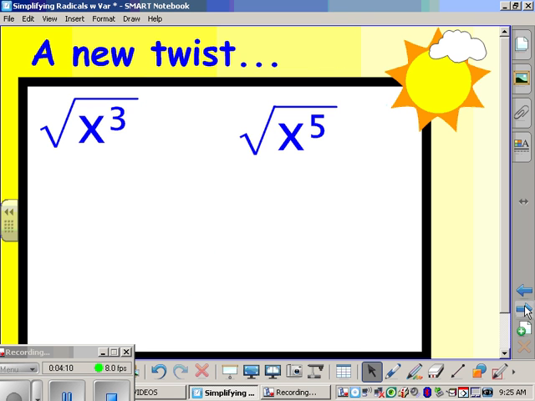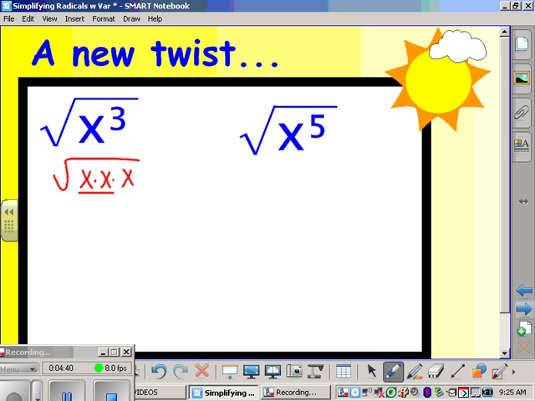Now what would happen if the exponents were not even numbers? If they are not even numbers, then any remaining x will have to stay under the radical. What I mean is this: you will approach this in a similar way that you do the numbers, except you don't have to break these down, obviously, into their prime factors. So the square root of x cubed is the same as x times x times x.